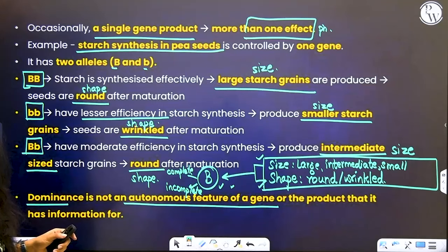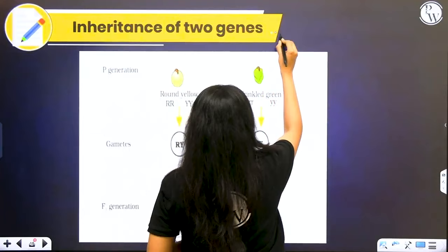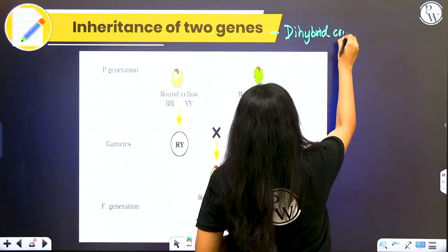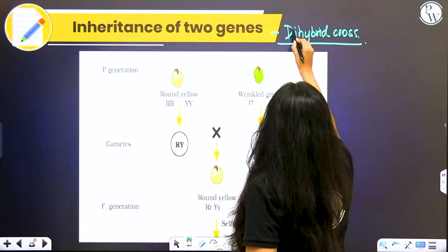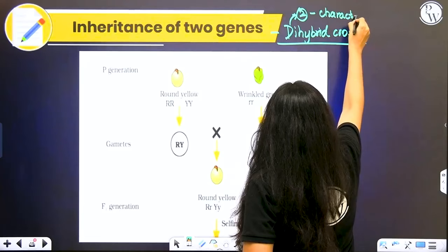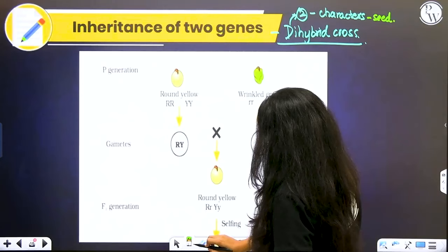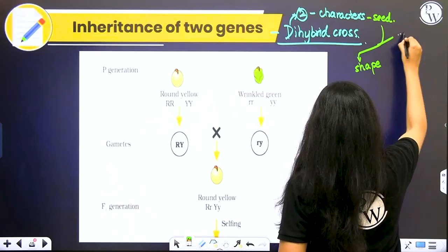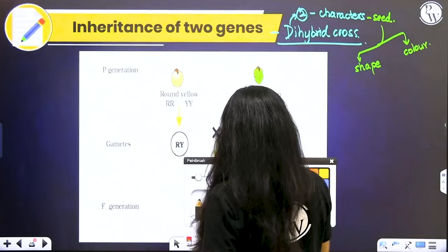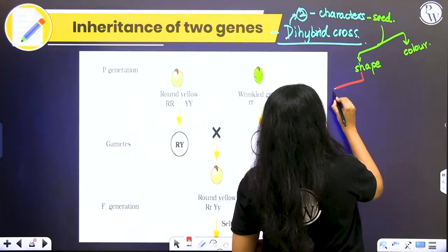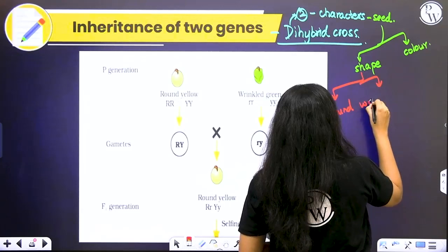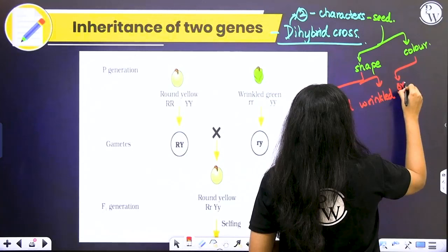Now, let's move on and talk about inheritance of two genes, which we call the dihybrid cross. In a dihybrid cross, di means two. Two characters are considered. Here, they've given an illustration of two characters with respect to the seed. Which are the two characters? One is the shape of the seed. The other is the color of the seed. Shape of the seed can either be round or wrinkled. The color of the seed can either be green or yellow.